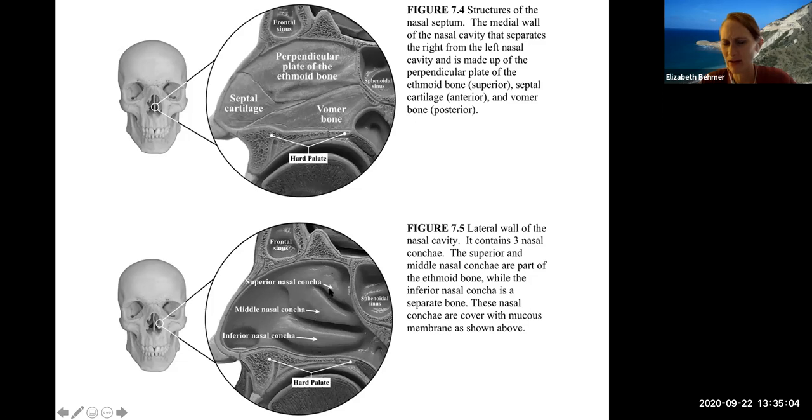The superior and middle nasal concha are parts of your ethmoid bone, and the inferior nasal concha is its own separate bone. They're covered with mucous membrane so that they can trap anything harmful you might breathe in. And again, if you've been tested for COVID, the long Q-tip goes up and around and scrapes the back part of here, which is your nasopharynx. It's the back part of your throat in your nasal cavity.